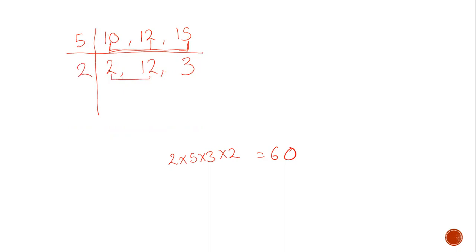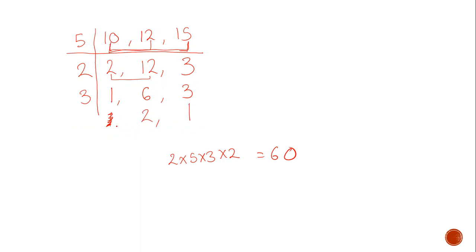2 divided by 2 is 1. 12 divided by 2 is 6. And we just keep the 3 here. Now we have 1, 6, 3. We can ignore the 1 now. Is there any number that can divide both 6 and 3? Yes, 3. 6 divided by 3 is 2. 3 divided by 3 is 1.